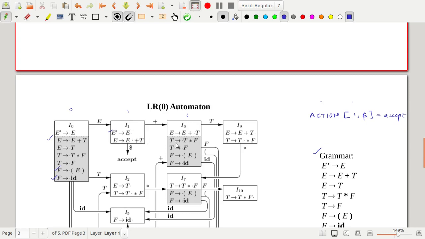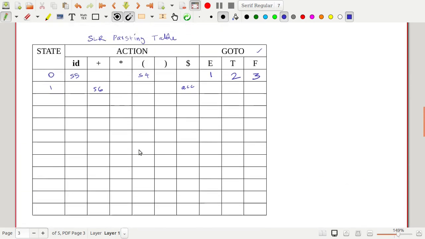Then go to part, in this case there is no transition for the non-terminals from this state, from I1 there is only plus and dollar. So what we will do, that part will become blank.